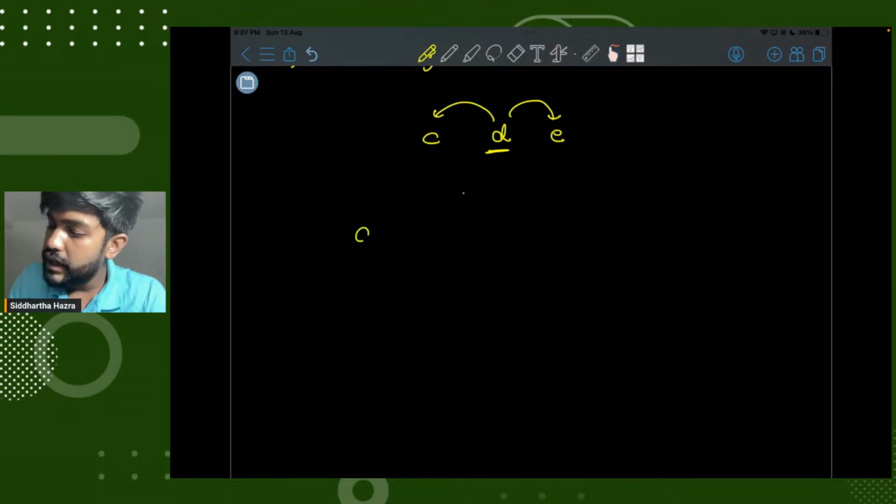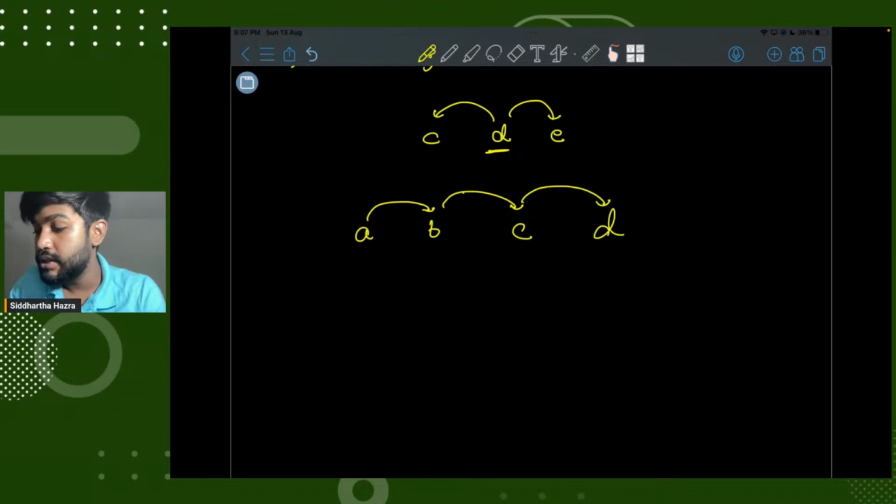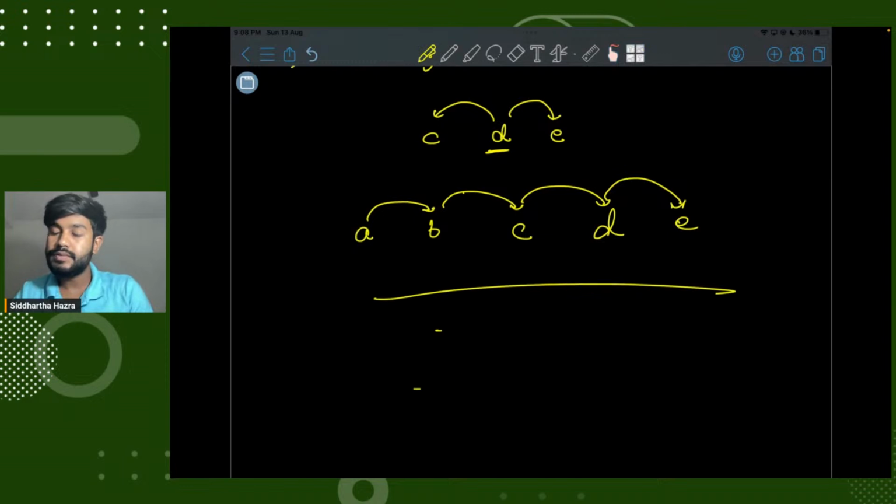In the same manner, you can do this consecutively. Just to give you a proper idea, from A I can go to B first, which would be considered one operation, then B to C, which would be two operations, then C to D, which would be three operations, then D to E, which would be the fourth operation. So this is how it would be given.